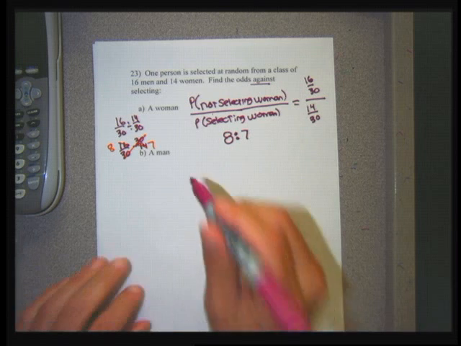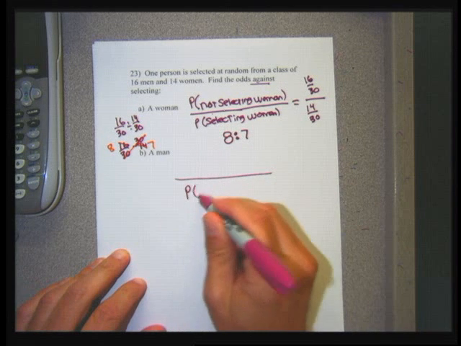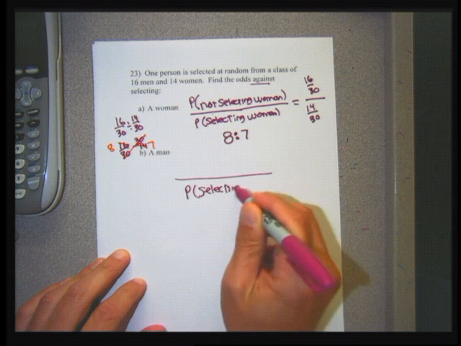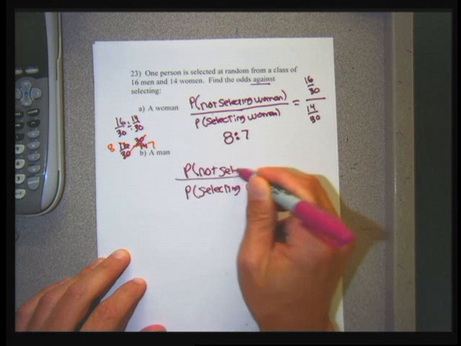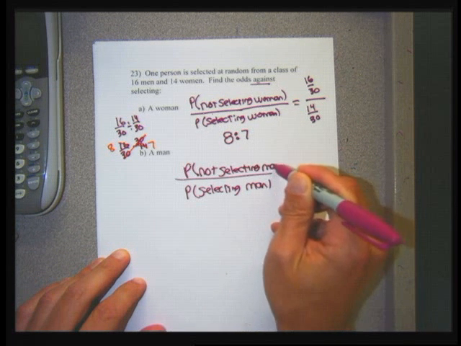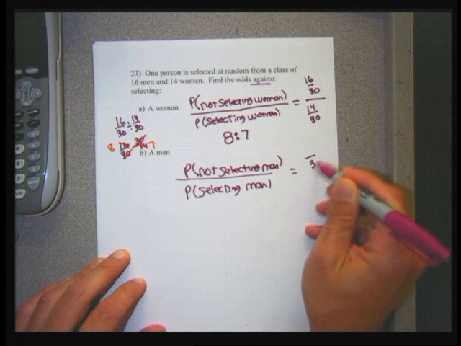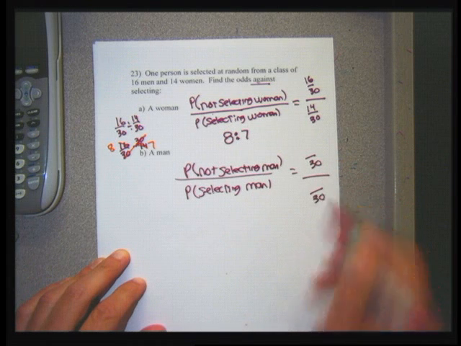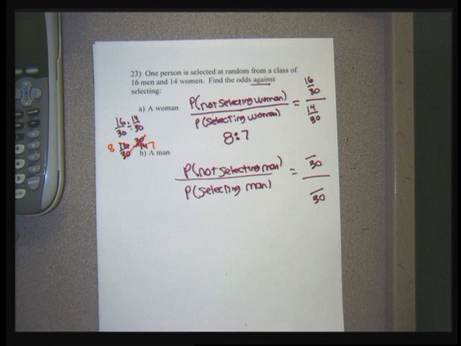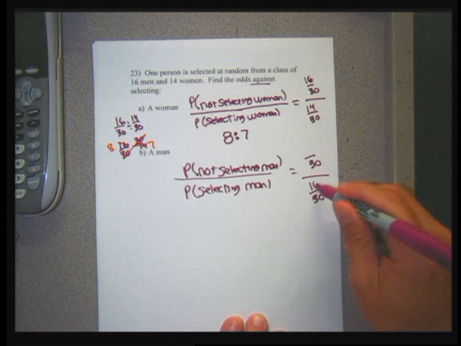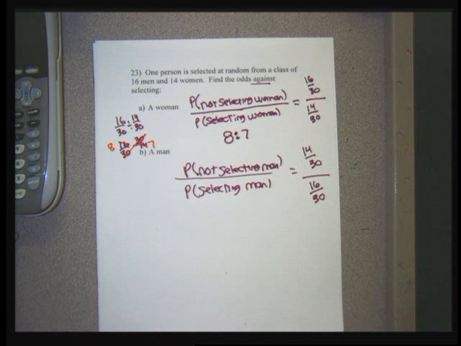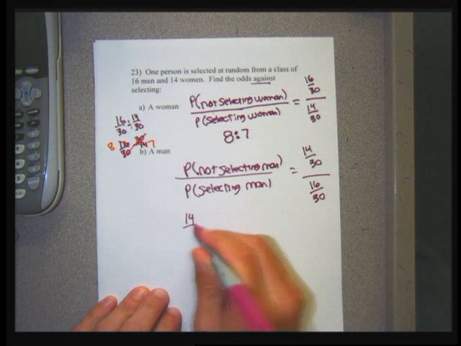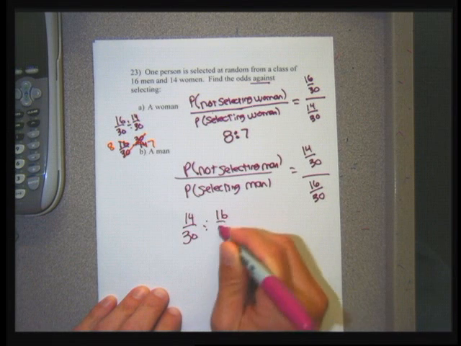And if I want to do the odds against selecting a man, the denominator is going to be the probability of selecting a man. The numerator is going to be the probability of not selecting a man. Each probability is going to have a 30 for its denominator because there's 30 people that I can choose from. In the denominator, the probability of selecting a man is 16 out of 30 because there's 16 men of the 30. In the numerator, the probability of not selecting a man means the probability of selecting a woman, which is 14 over 30. And then this is 14 over 30 divided by 16 over 30.